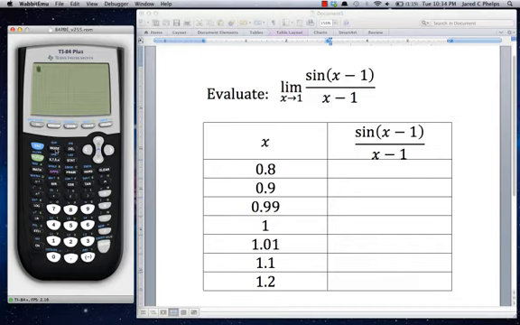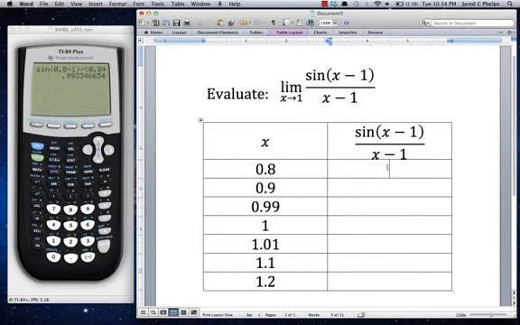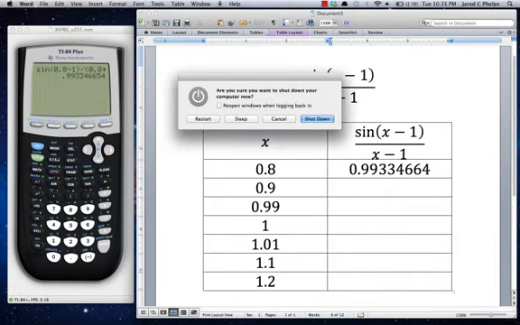Now, I fear that what most students would do is something like this. You would go sine, and then you go, okay, well I need to do sine of parentheses 0.8 minus 1 parentheses, divide, parentheses, 0.8 minus 1 parentheses, enter. You would do all that and you would get this answer. Okay, this was, and I'll put it in my table, 0.993346665.